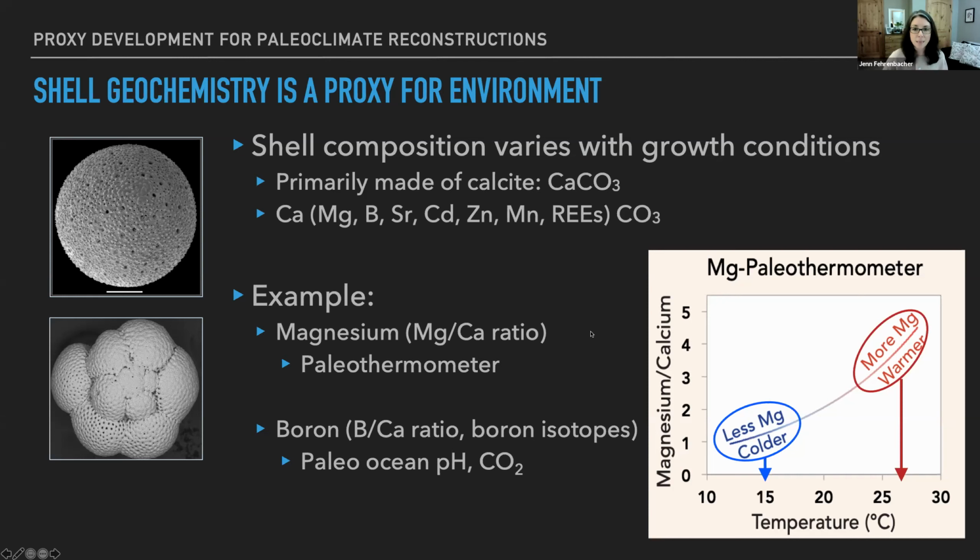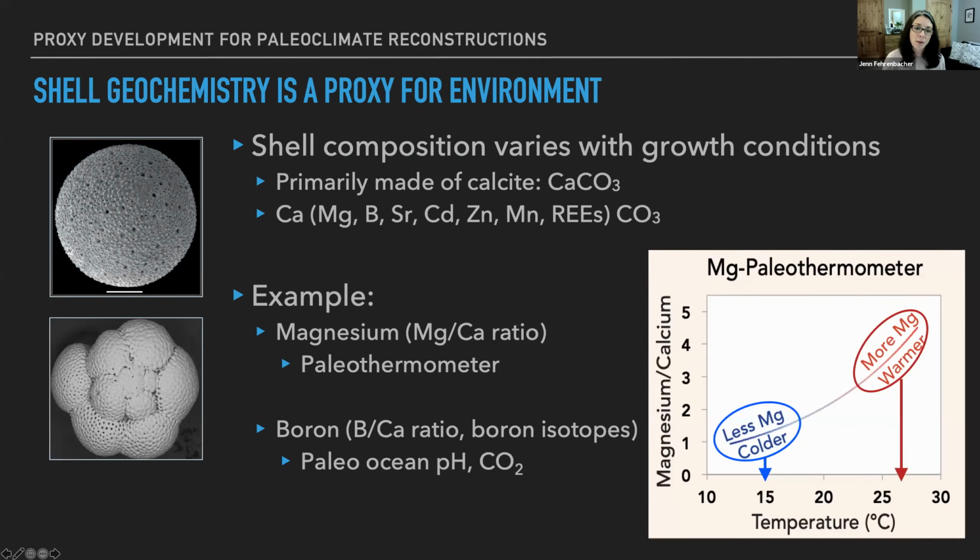And so I can obtain samples from the sea floor, and I can measure the amount of magnesium in their shell. And if the magnesium is low, on the order of a ratio of 1 to 2-ish, in terms of their magnesium to calcium ratio, that specimen grew at a colder temperature. And if there's more magnesium, it grew at a warmer temperature. And this is how paleothermometry works. I can obtain fossil samples and literally take the temperature of ancient oceans.